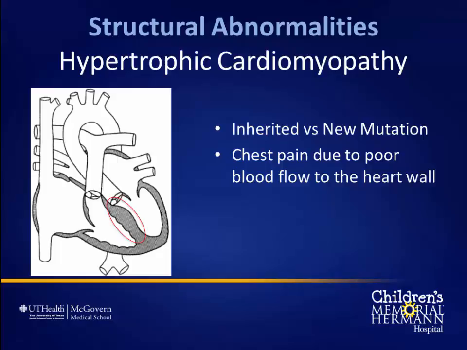It's also the most common cause of sudden death in athletes, and typically the thick heart muscle starts developing in the teenage years. So if it runs in the family, just because the echocardiogram is normal in early childhood doesn't mean that thickening will not develop later in life. So children need to be followed periodically for monitoring.